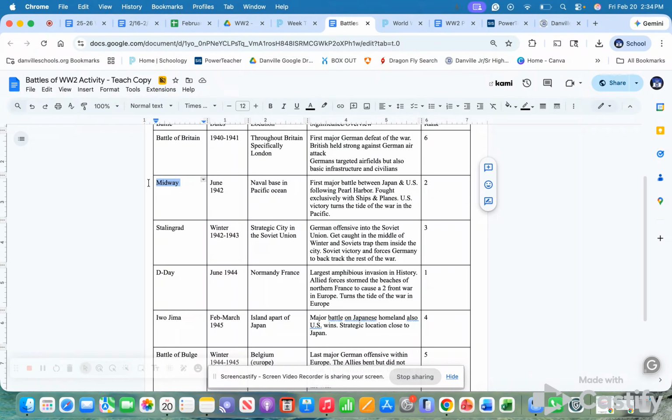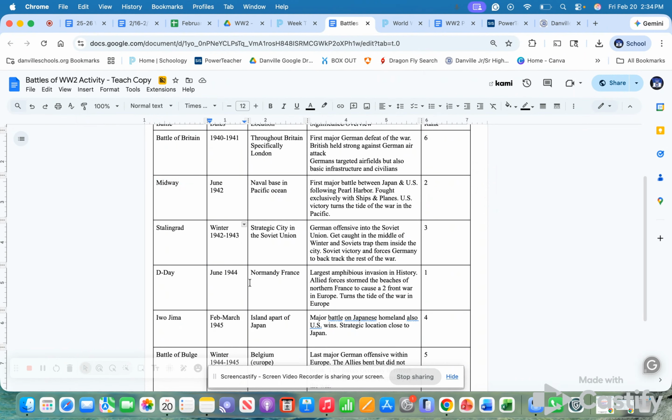The Japanese attacked, hoping to take over that naval base. But the United States won the battle. And this victory turns the tide of the war in the Pacific. For the United States, instead of being on the defensive, they are now going to be the aggressor in the Pacific Ocean.